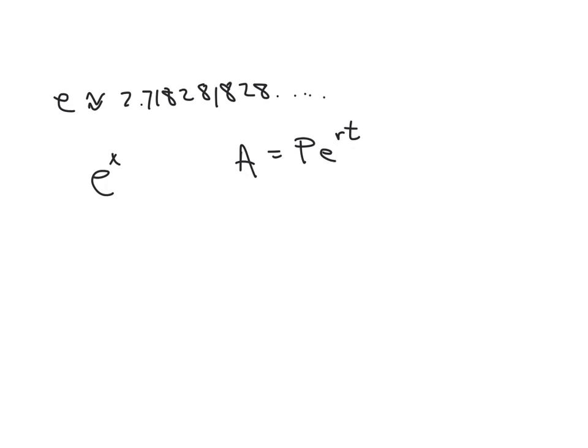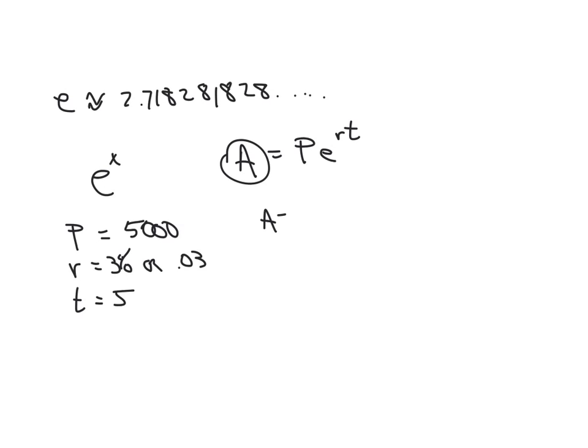So it says, suppose $5,000 is deposited into an account, this is example 9, paying 3% interest. So P is our amount deposited, our principal. Our interest rate is 3%, or 0.03, compounded continuously for 5 years. Find the total amount on deposit at the end of the 5 years. So we're looking for A. So A equals $5,000.